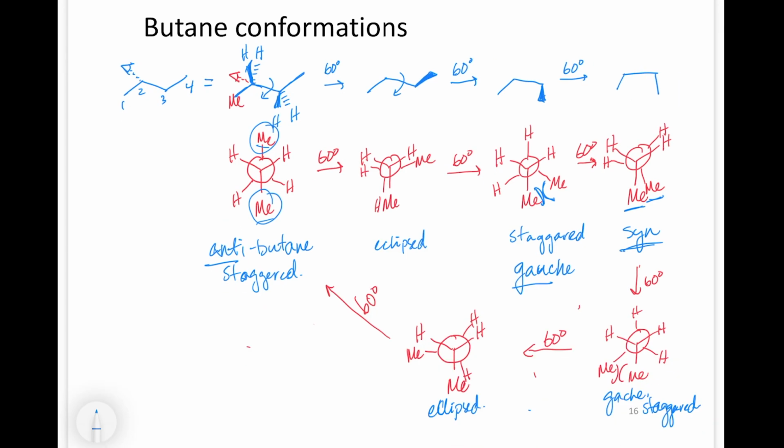Let's draw in our simple line wedge dash drawings for these two structures here. So notice that we've only been rotating this carbon-carbon bond, okay? So we've rotated it again 60 degrees. So that means that only the back carbon here is changing. It's now going to be a dash. And for this last structure, we've rotated yet again. It's going to be dashed to the back here.